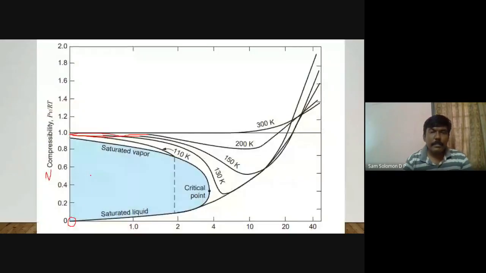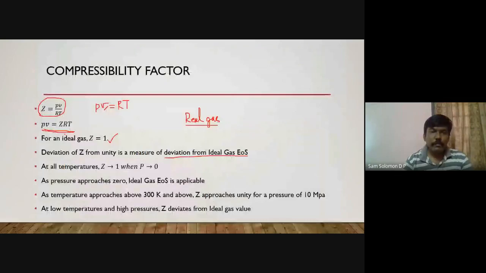Look at this. At all temperatures: 110 Kelvin, 130 Kelvin, 150 Kelvin, 200 Kelvin, 300 Kelvin, when the curve is extended, it tries to reach Z equal to 1 and P equal to 0. That is what is mentioned here. Z tends to 1 when P tends to 0. So as pressure approaches 0, ideal gas equation of state is applicable. At low pressure, the forces of attraction and repulsion between the molecules are negligible. So we always refer to that as ideal gas equation of state.